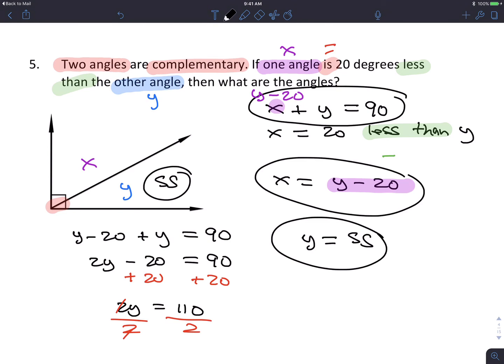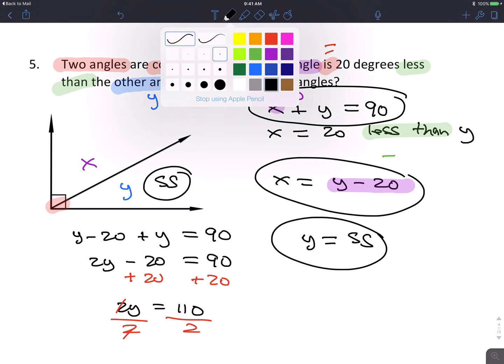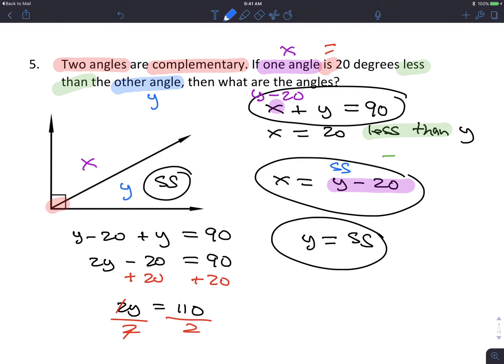So if y is 55, that's in blue here. Let's put it here. Then 55 minus 20 is actually 35, so I get x being 35. So 35 plus 55 looks like it's 90. We look like we're good.